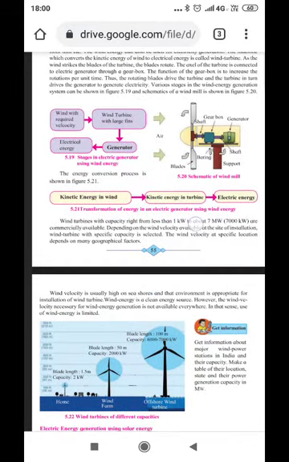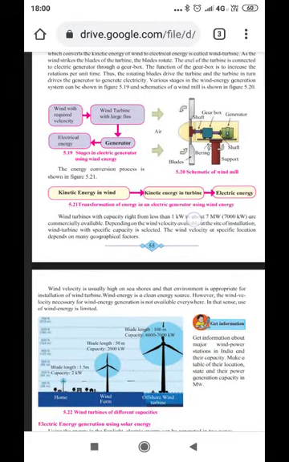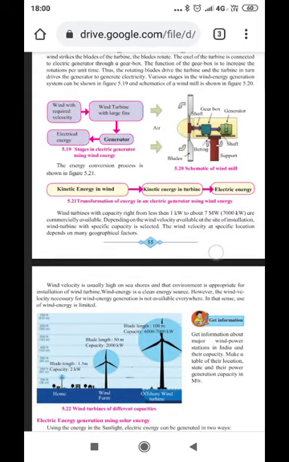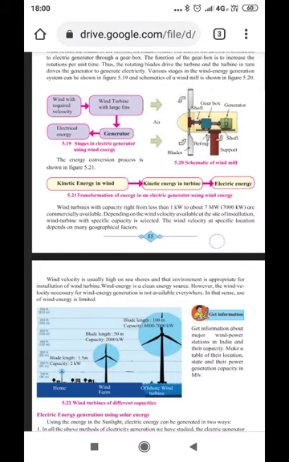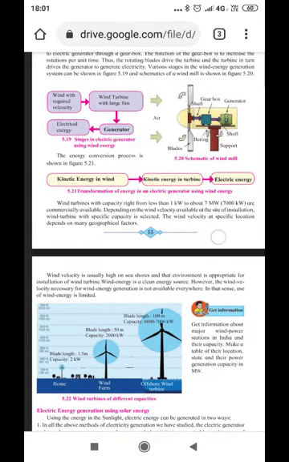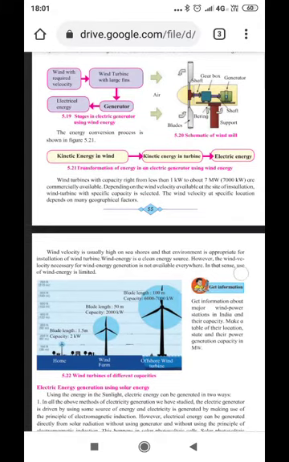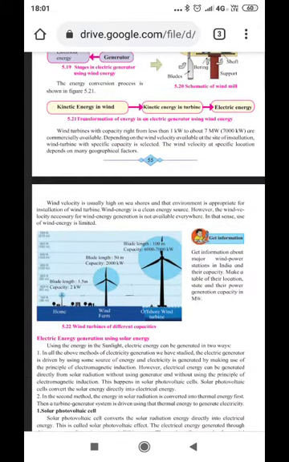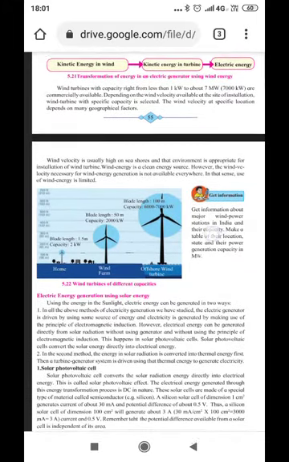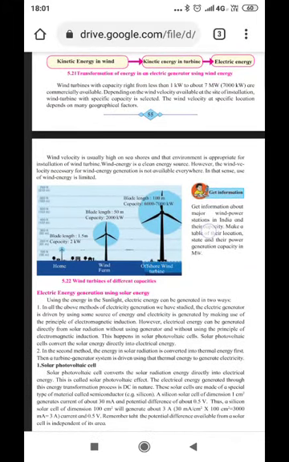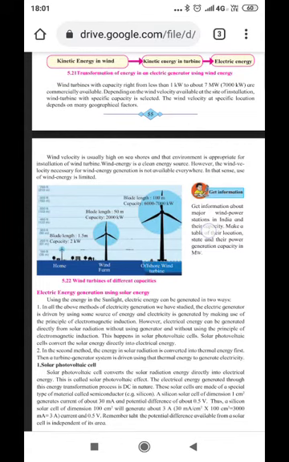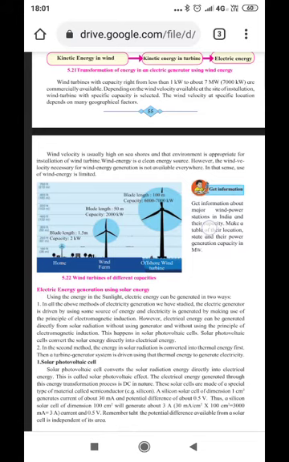Various stages in the wind energy generation system can be shown in figure 5.19, and the schematic of the wind turbine is shown in figure 5.20. That picture is already given before here. We'll move ahead. Now, wind turbines with capacity right from less than 1 kilowatt to about 7 megawatts, that is 7,000 kilowatts, are commercially available depending upon the wind velocity available at the site of installation. A wind turbine with specific capacity is selected.